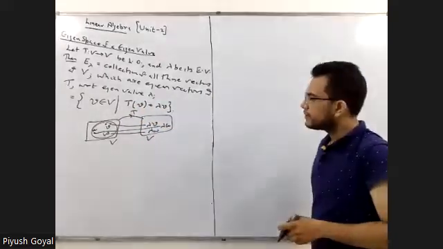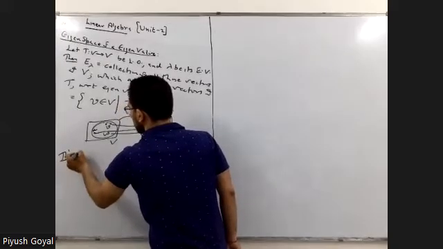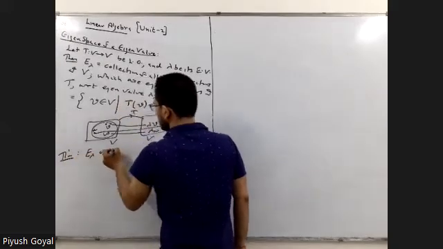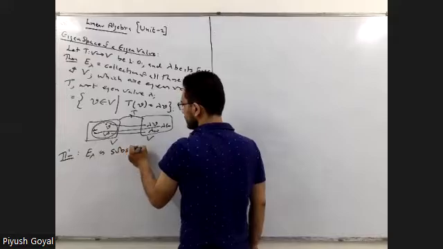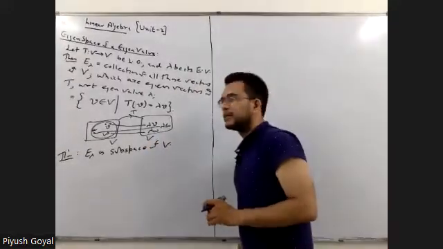Such that Tv is equal to lambda v. Now, theorem: E lambda is a subspace of capital V.